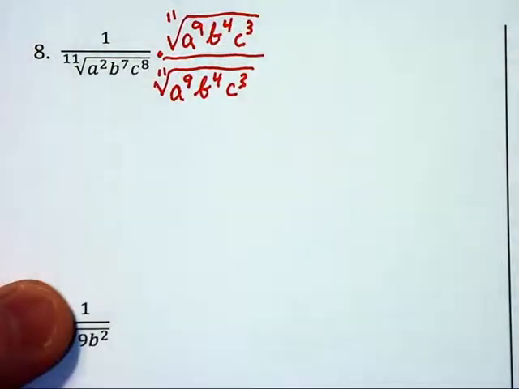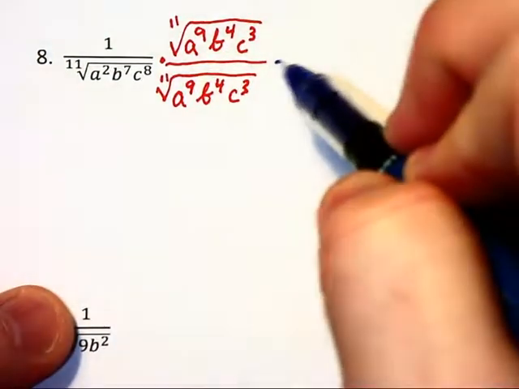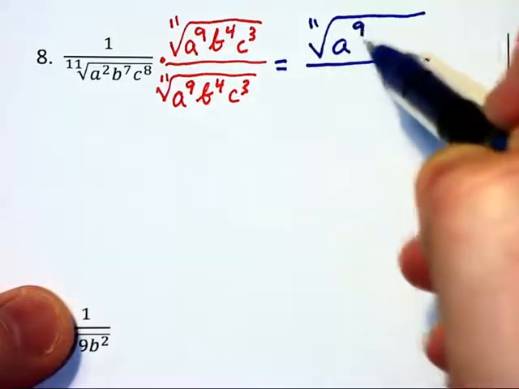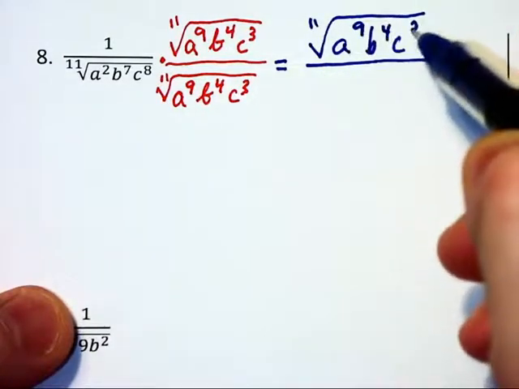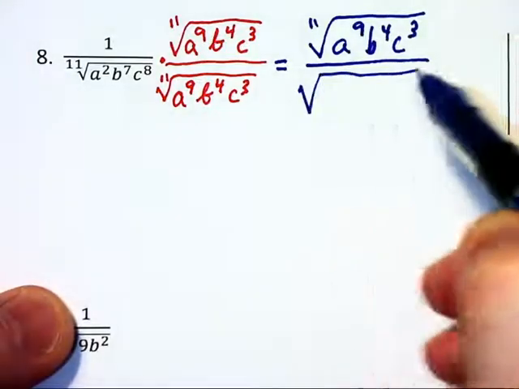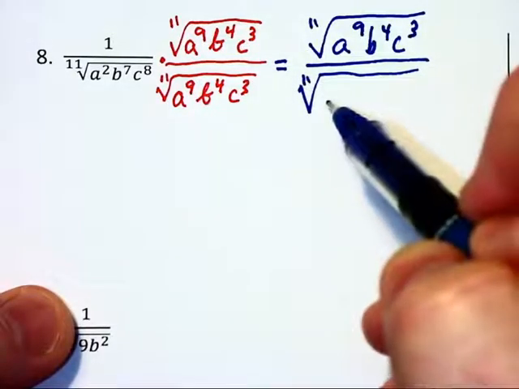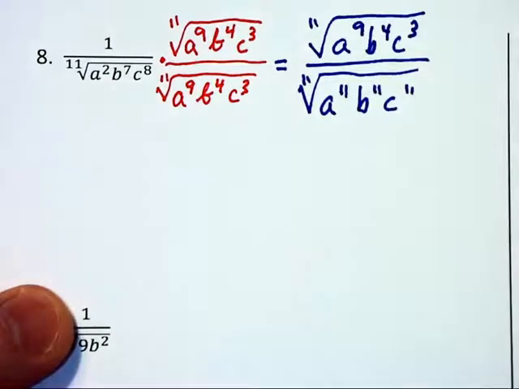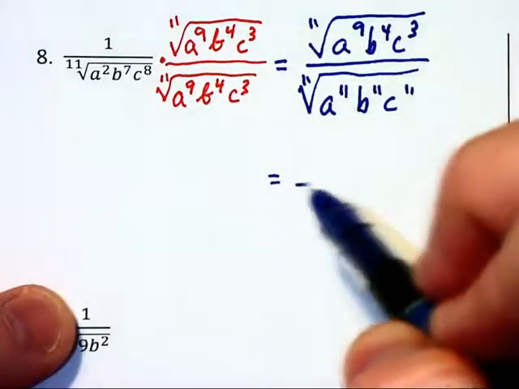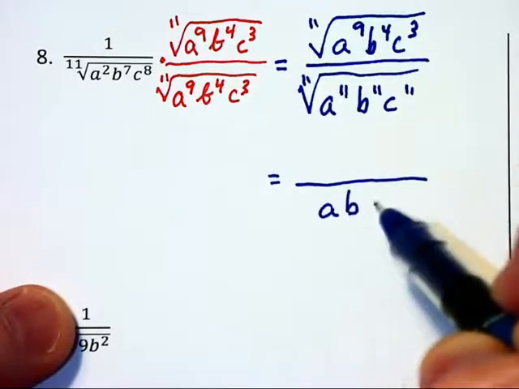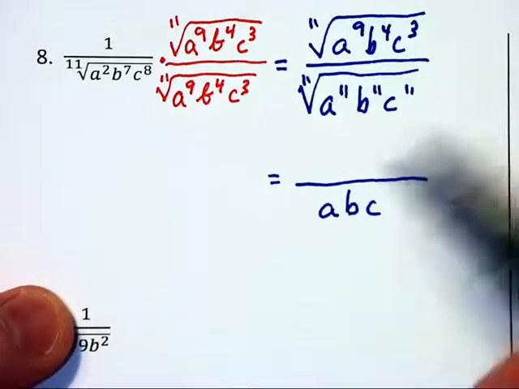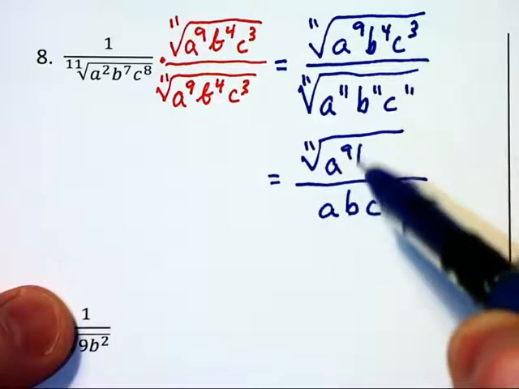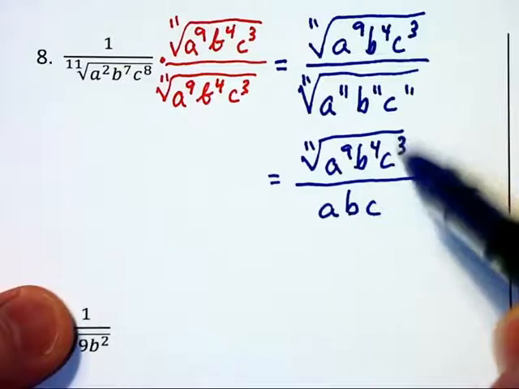Now let's look at what we have. In the numerator we have the 11th root of a to the 9th, b to the 4th, c to the 3rd. But in the denominator we have created 11th powers. We have a to the 11th, b to the 11th, c to the 11th. And we've done that by design specifically so we can have a, b, c down in our denominator. Our numerator will remain the 11th root of a to the 9th, b to the 4th, c to the 3rd.